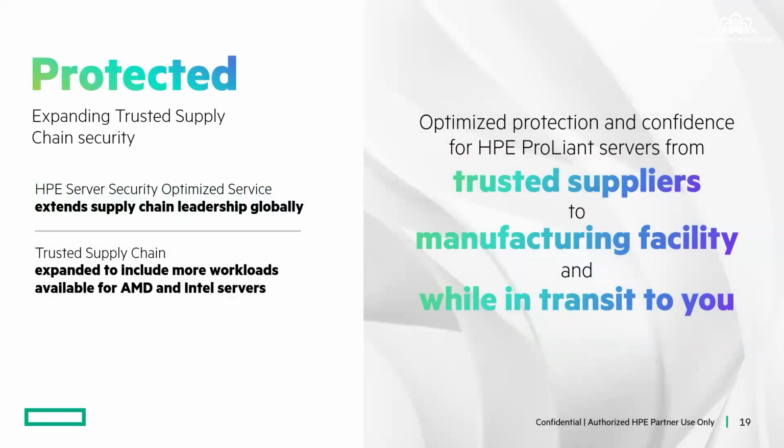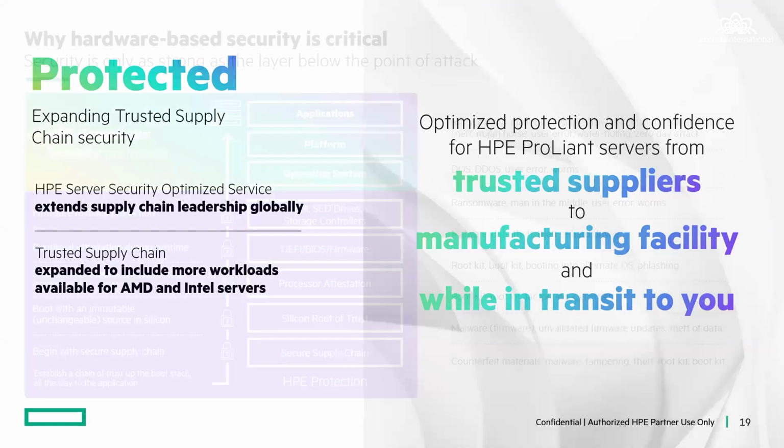Okay, protected. So we actually expand our trusted supply chain security. Everything from the factory to the supply chain is being extended by the supply chain leadership globally. So we expand to include more workloads available for AMD and Intel servers in the future. So optimized protection and confidence for our server starts from our trusted supplier to our manufacturing facility and in transition to use.